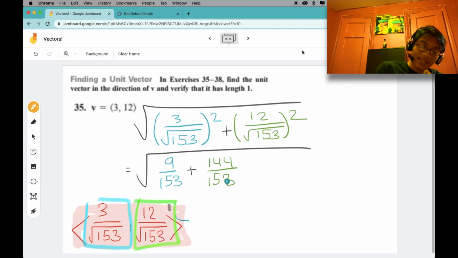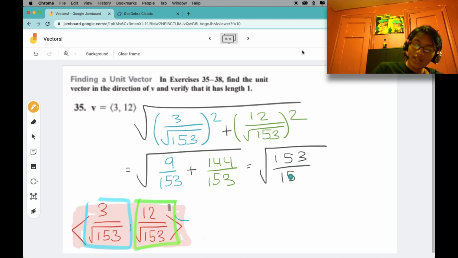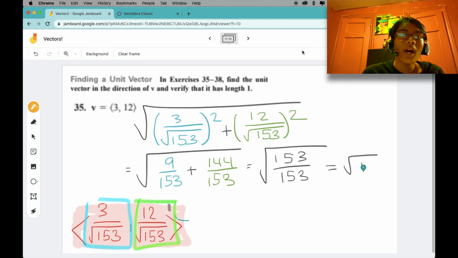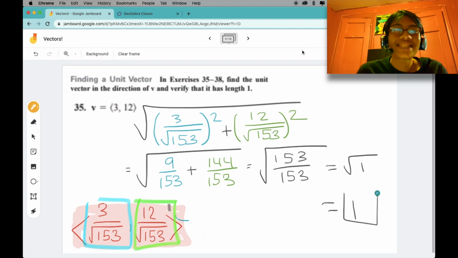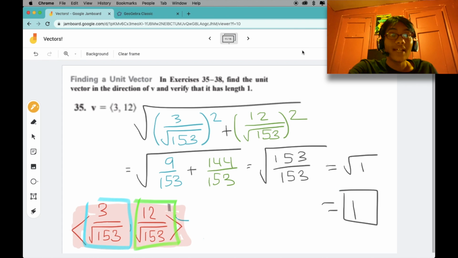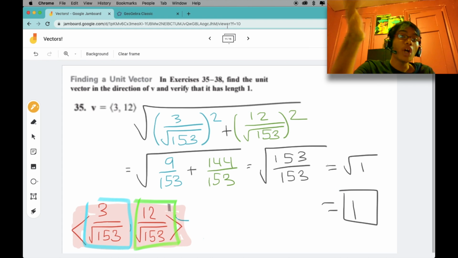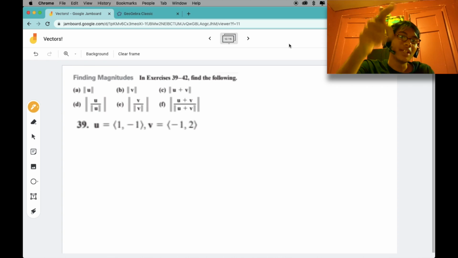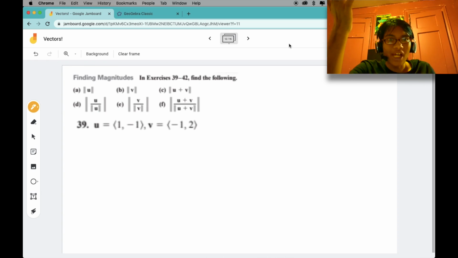And if I add these up, what do I get? I get the square root of 153 over 153. And hey, what's that? That's the square root of 1. And hey, what's that? That's 1. That tells me my vector has a size of 1. And that, ladies and gentlemen, is how you show that a unit vector is actually a unit vector. Or rather, that's how you check.